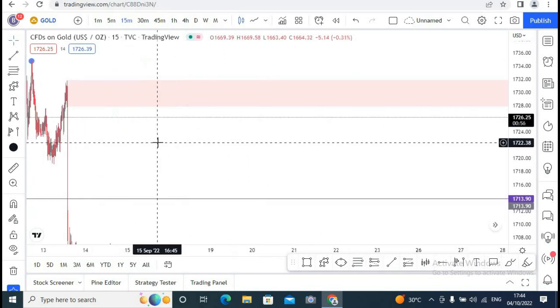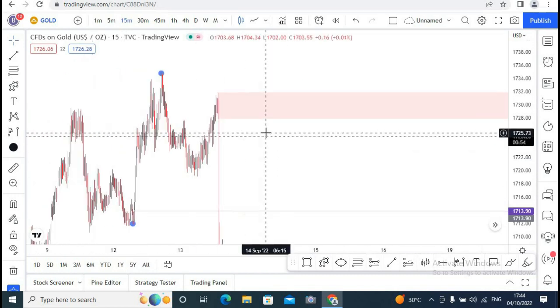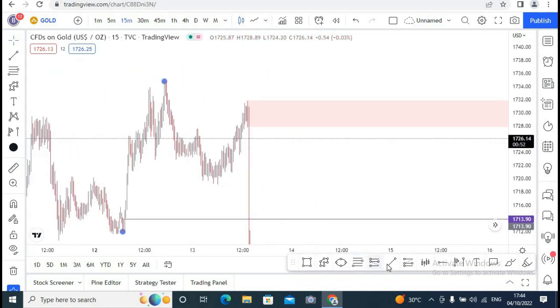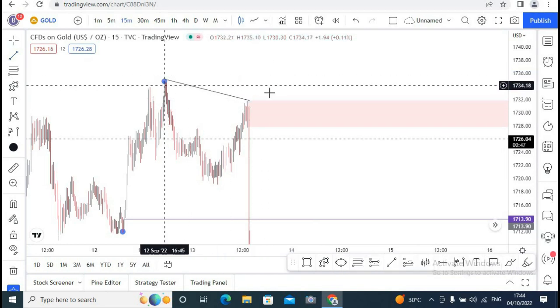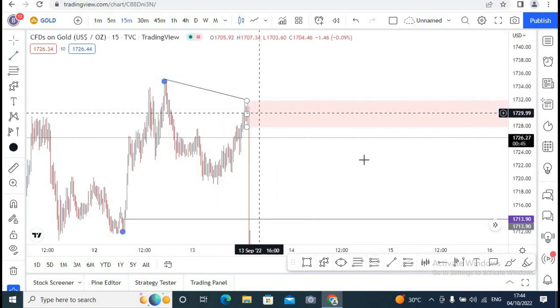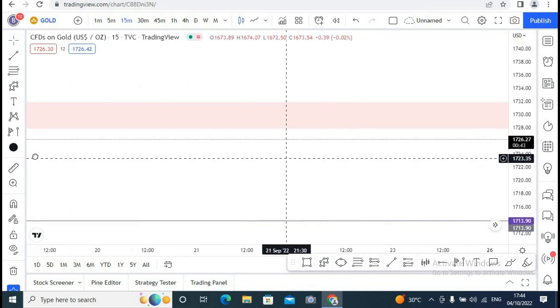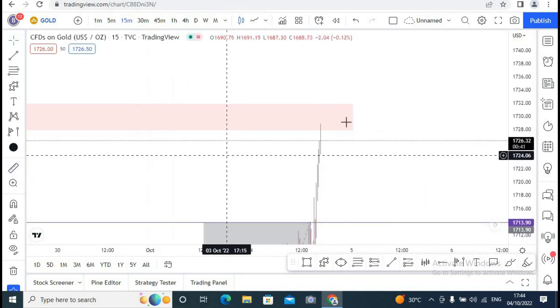So now in 15 minutes time frame, we have this supply zone area. As you can see, we have SMS right there. So this is something like a divergence right there. So we'll see if price will respect right there.